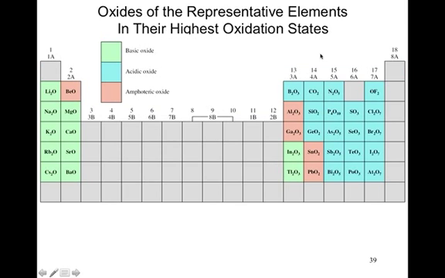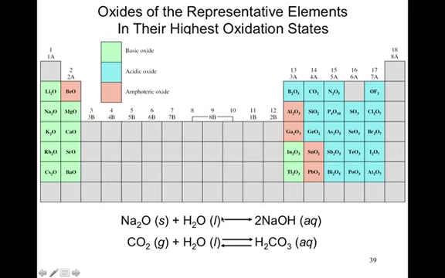Here's oxides for representative elements in their highest oxidation states. Here's sodium oxide in water making a base. Here's carbon dioxide in water making an acid. Just be aware that this is important for understanding if the oxide is going to be basic, acidic, or amphoteric, which is of course being an acid or a base depending upon the situation.